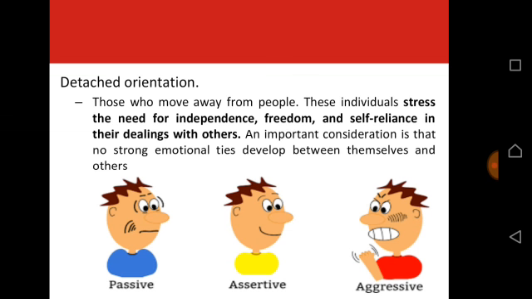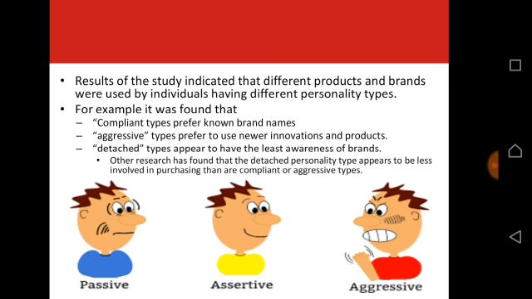The third type of orientation is the detached orientation. They are the people who move away from people. They are independent kind of people. They are self-reliant kind of people. They want freedom, right? The important consideration is that they have no strong emotional ties with people around, and of course, when we talk of a consumer, with the brands of products that are around. They are kind of detached people.